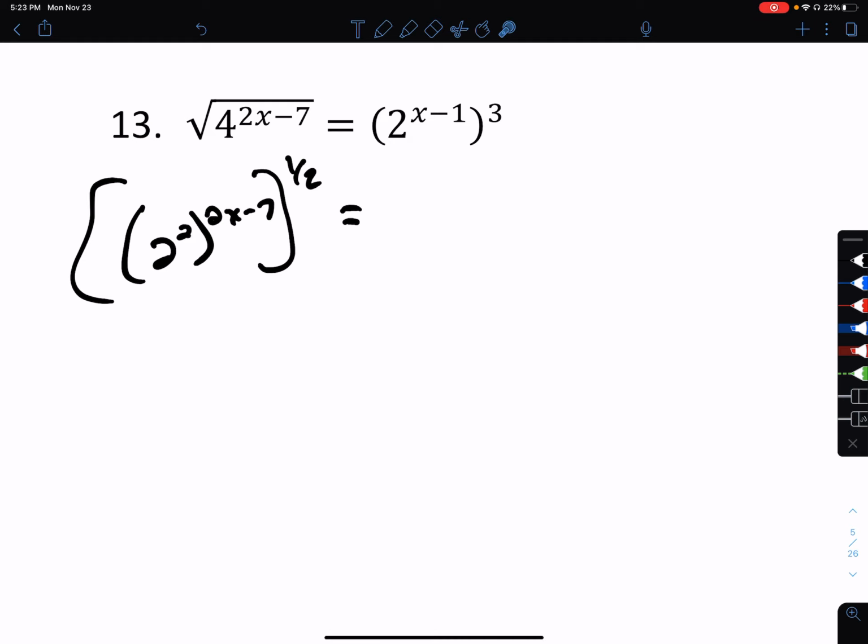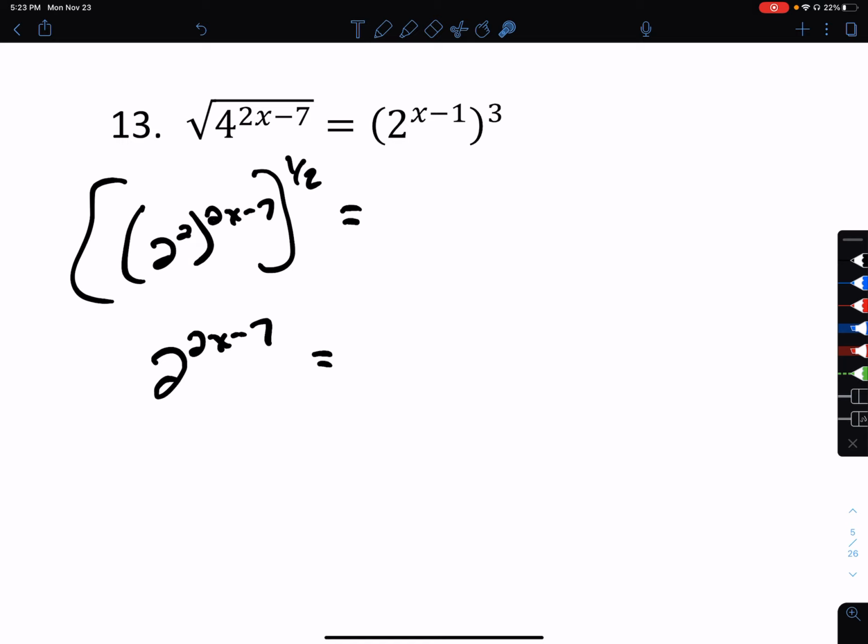Simplifying the left side a little bit, I'm going to multiply a 2 times a 2^(x-7) times a 1/2. When you're multiplying 3 or more things together, you can multiply in any order. So I'm going to multiply the 2 by the 1/2. 2 times a half is 1. So that's just going to make this 2^(x-7)... 2^(2x-7).